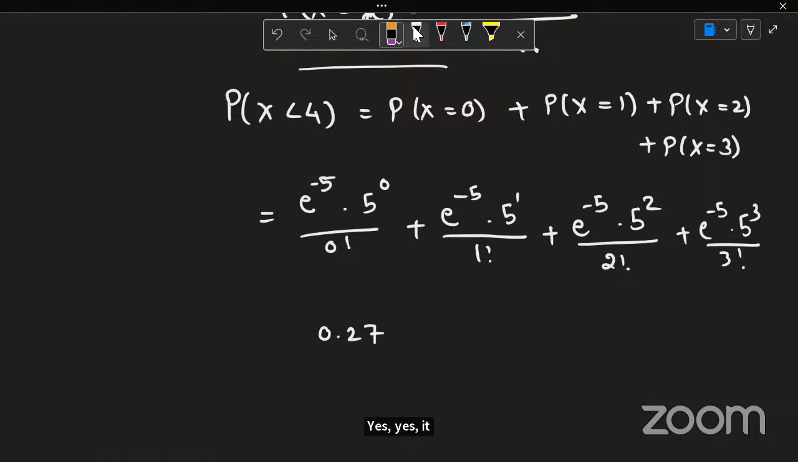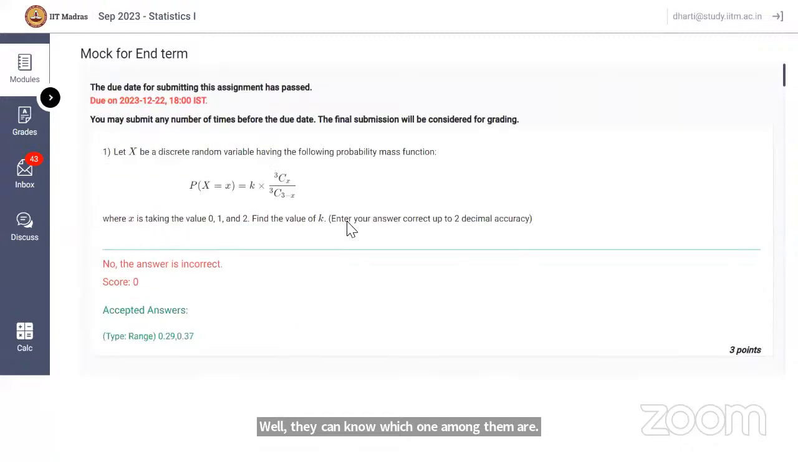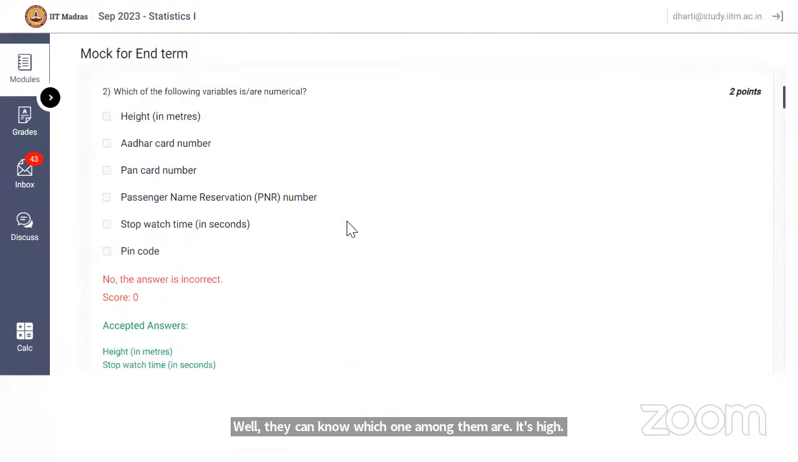Hello. Yes. Ma'am, there was a question: which one among them is numerical. So, ma'am, height, the academic PIN are also numeric, not containing any specific other. So, ma'am, what numerical value? I'm not able to hear you. So please write your question in the chat box.